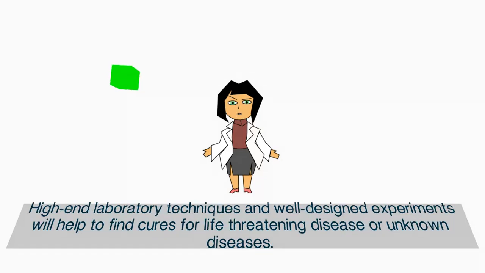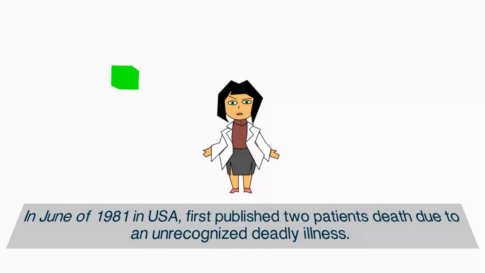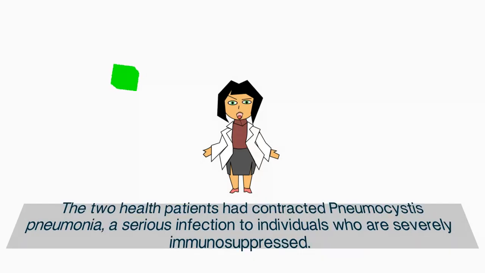High-end laboratory techniques and well-designed experiments will help to find cures for life-threatening or unknown diseases. In June of 1981 in the USA, the first deaths of 2 patients due to an unrecognized deadly illness were published. The 2 previously healthy patients had contracted Pneumocystis pneumonia, a serious infection in individuals who are severely immunosuppressed.